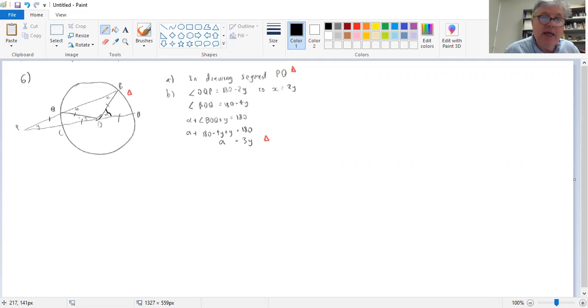BOQ, this angle here, is then 180 minus 4y, because this is 180 minus 2x, so that's 180 minus 4y. So then we've got alpha plus 180 minus 4y plus y equals 180. Well, that tells us that alpha equals 3 times y. So y is the trisection of alpha. And that was our homework assignment.